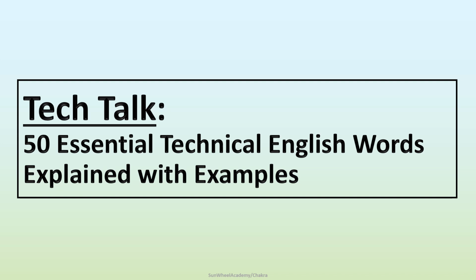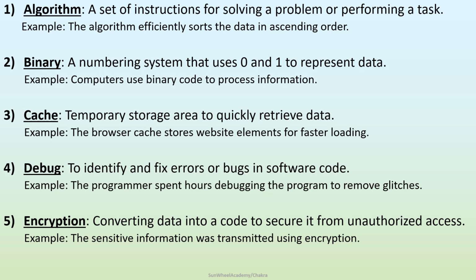Tech Talk. 50 essential technical English words explained with examples. Algorithm. A set of instructions for solving a problem or performing a task. Example. The algorithm efficiently sorts the data in ascending order.